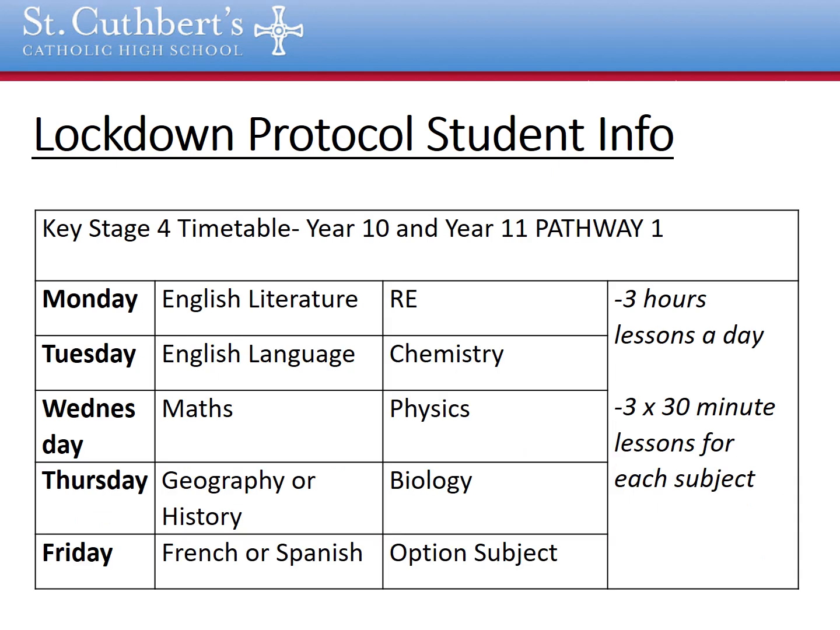Slightly different for Key Stage 4. So the timetable I've got here is for year 10 and 11 in Pathway 1. Again, all subjects are spread out, so they do 2 subjects a day, 3 hours worth of lessons a day, because each subject does 3 30-minute lessons. So on the Monday they do an hour and a half, 3 30-minute lessons of English literature, and then the same for RE. Friday afternoon they would choose their one options subject to do.